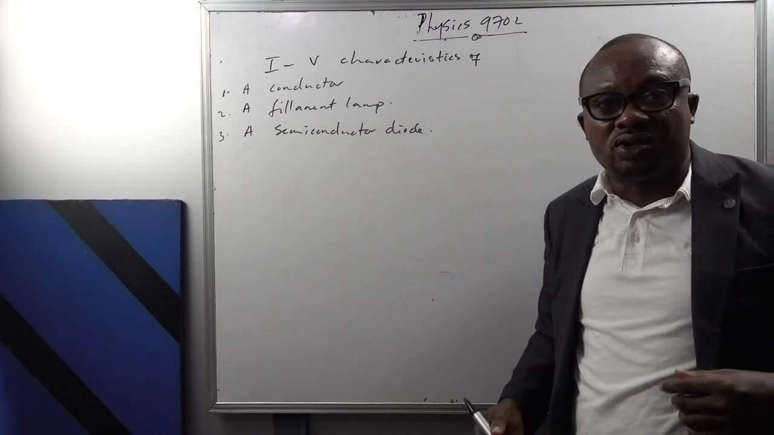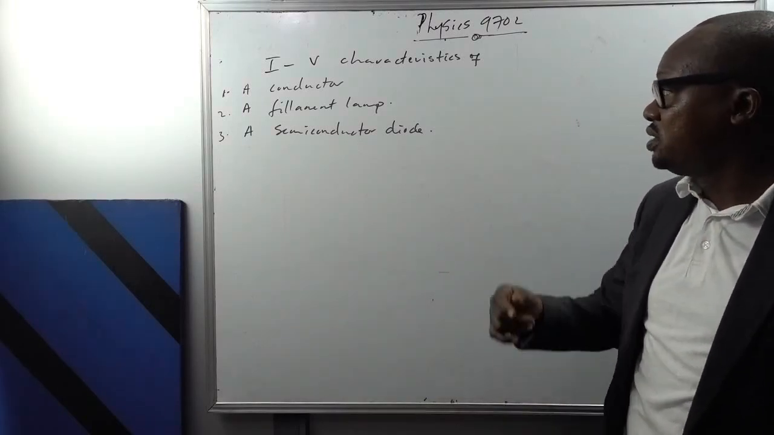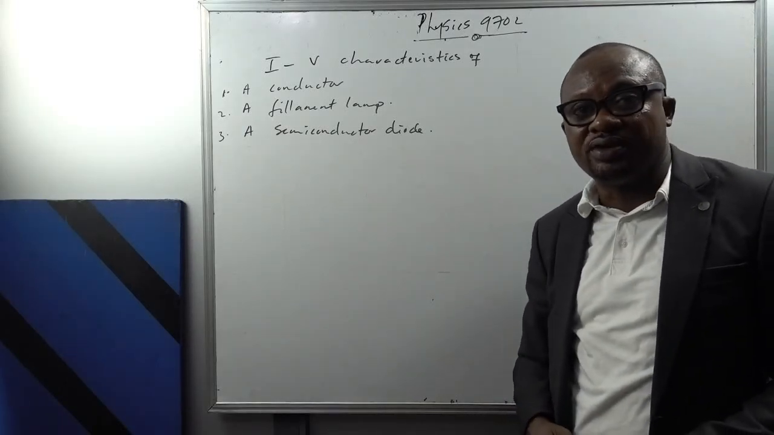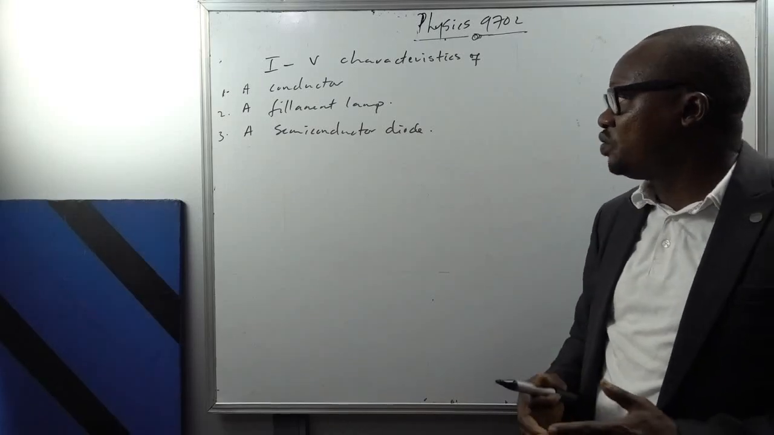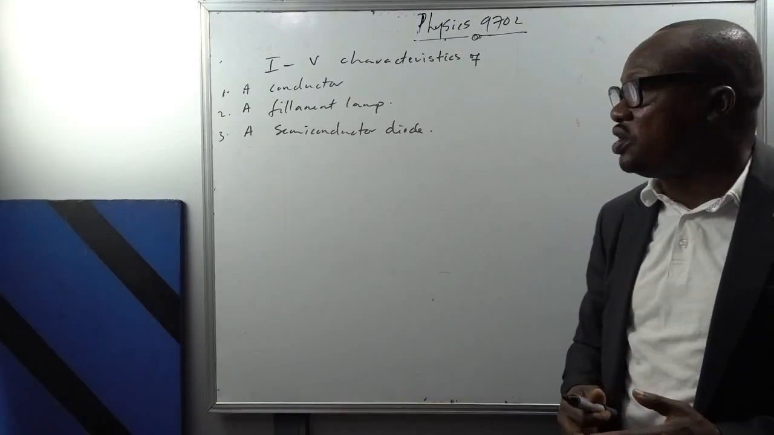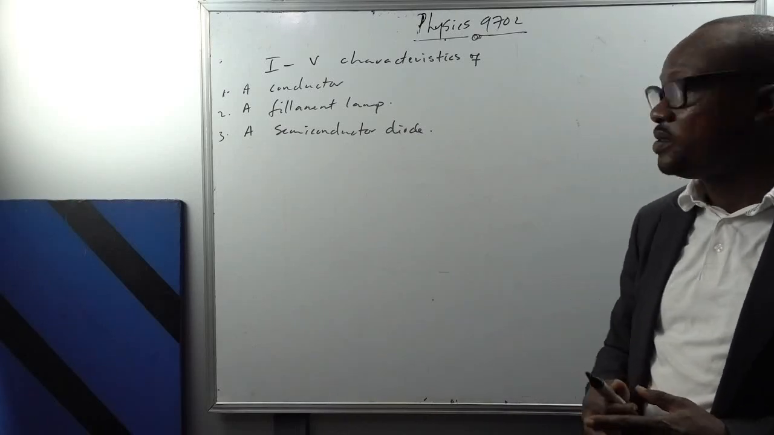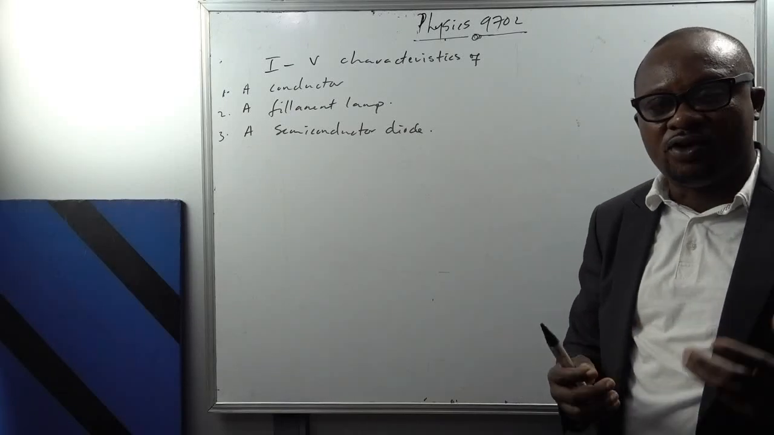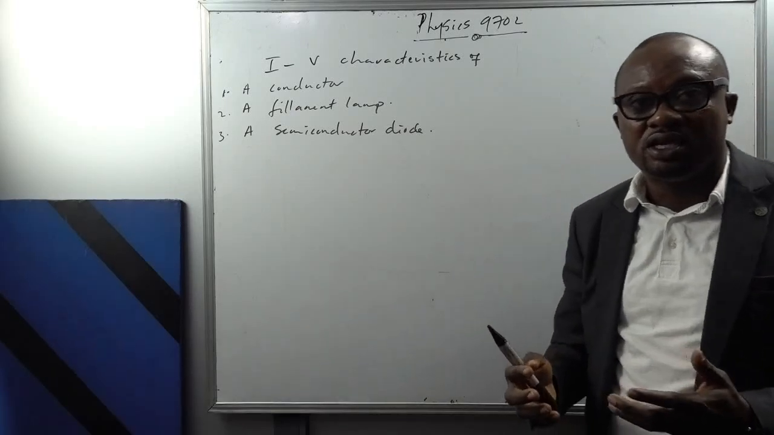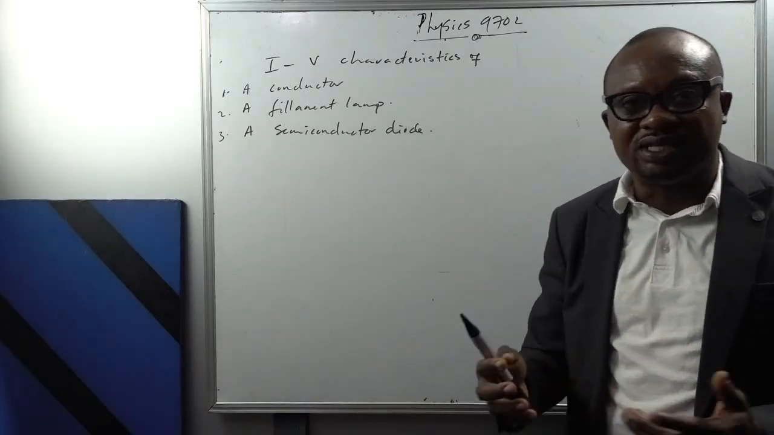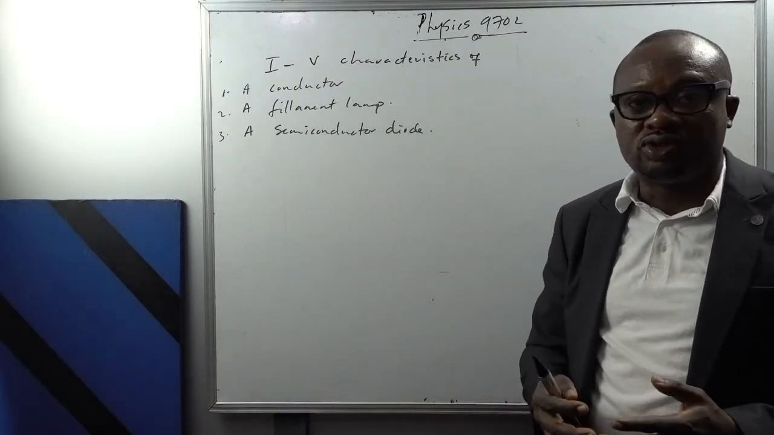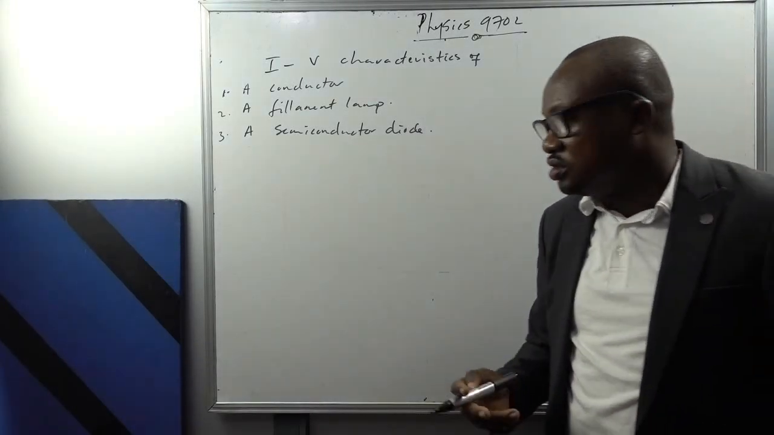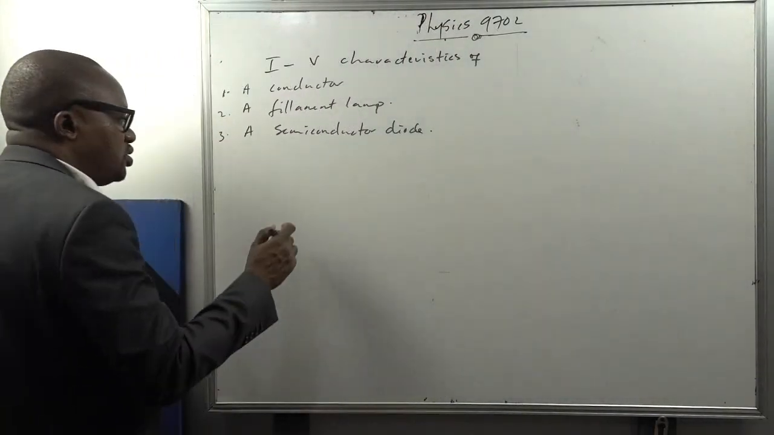The first one is a conductor. The next one is a filament lamp. And the other one is a semiconductor diode. Those are the IV characteristics we want to look at. I there represents current, V represents the potential difference. So basically, what we are looking at is the graph of current against potential difference, which shows how the current changes with potential difference for a conductor, a filament lamp, and a semiconductor diode. So we start with the very first one, which is for a conductor.